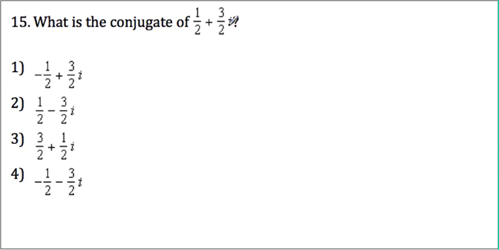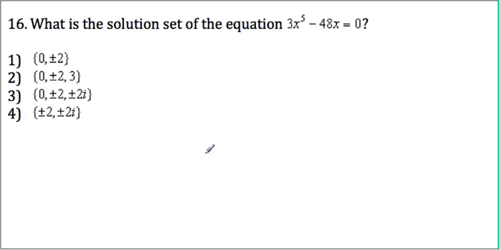That becomes our answer. Number 15. What is the conjugate? Conjugate is simply keeping the same thing as they are, but the sign of the i or sign of the radical will be changed. So instead of having a positive sign here, we've got to have a negative sign, which will be choice 2. Alright, let's look at number 16. What is the solution of this one?